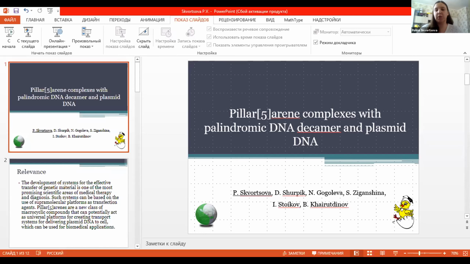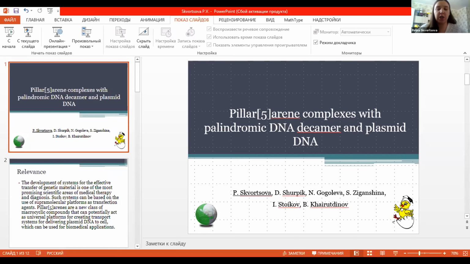compounds that can potentially act as universal platforms for creating transport systems for delivering plasmid DNA to cells, which can be used for biomedical applications. Delivery of DNA into eukaryotic cells is called transfection.